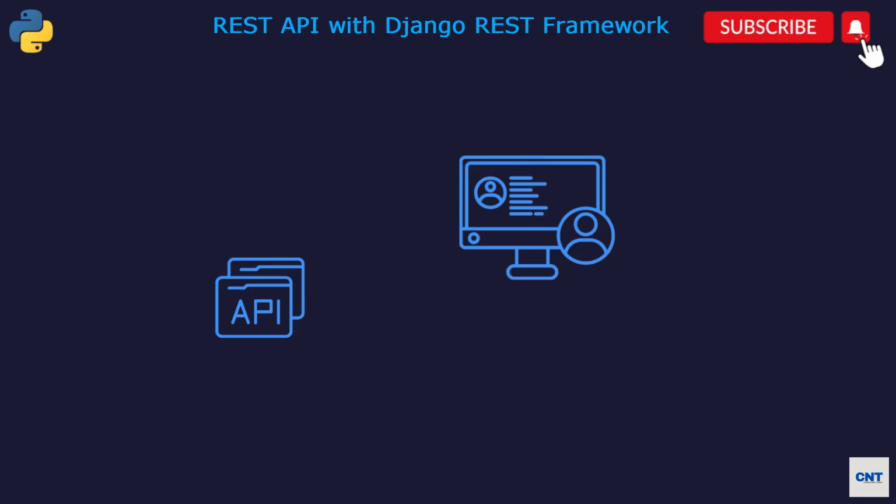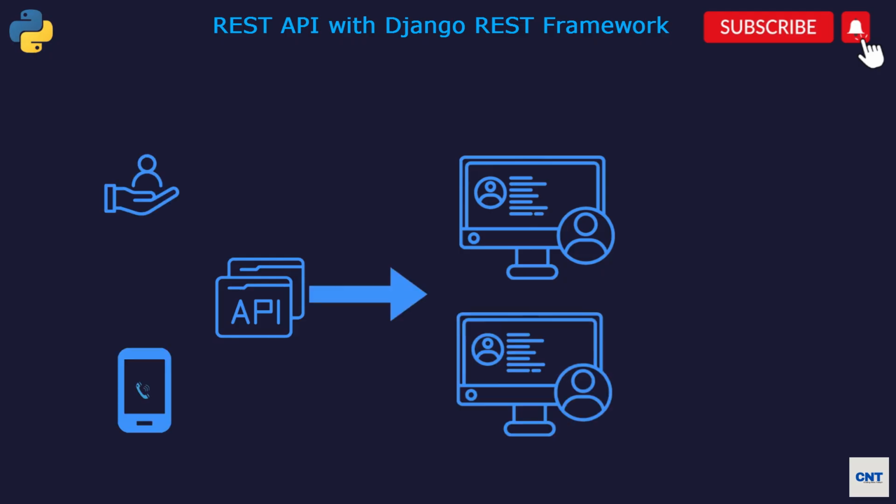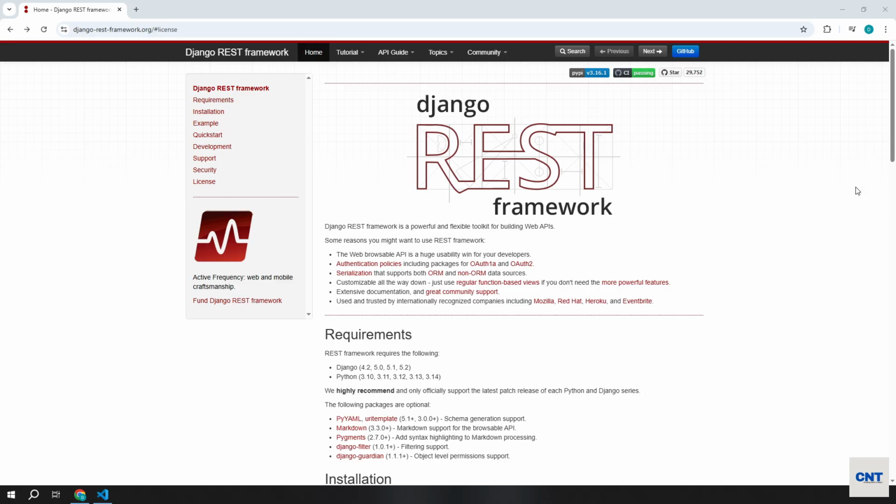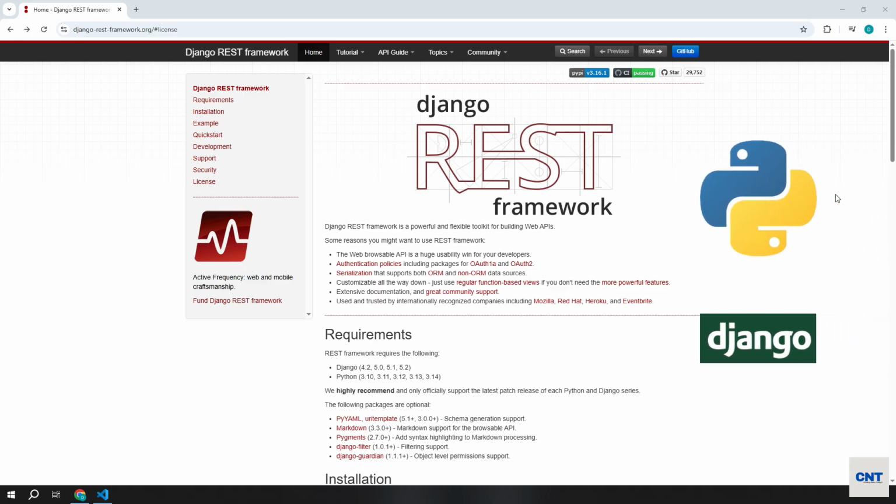APIs allow different software systems to communicate with each other. Whether you are booking a flight, updating your status on social media, or even checking the weather, APIs are doing the heavy lifting behind the scenes. One of the most common types of APIs is REST API. In this tutorial, I will guide you through the process of building a REST API using Python and Django REST Framework, which we call DRF.